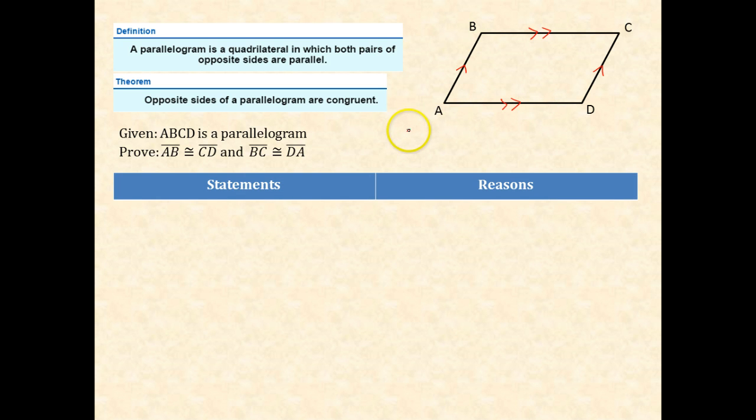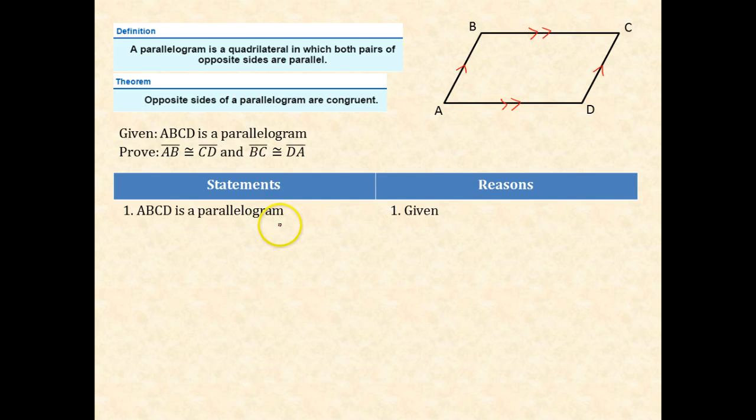So let's start our proof. Now what's the statement that we always start with? We always start with the given statement. So we start off by saying, hey look, ABCD is a parallelogram. And why do I know that? Because it was given to me. So now we've said that ABCD is a parallelogram.